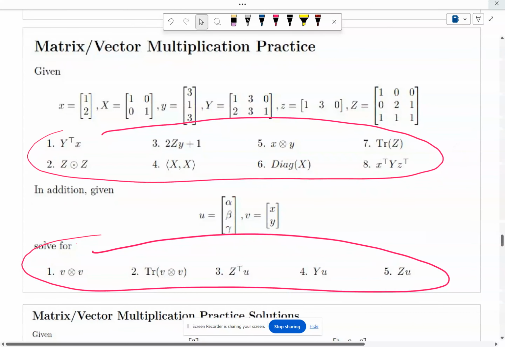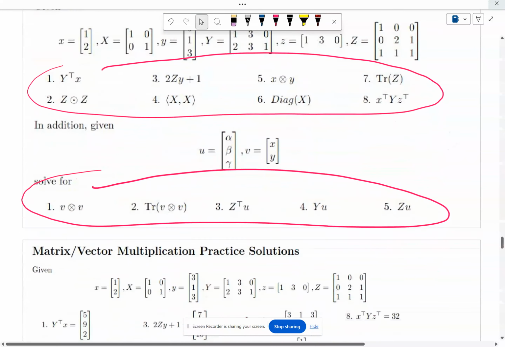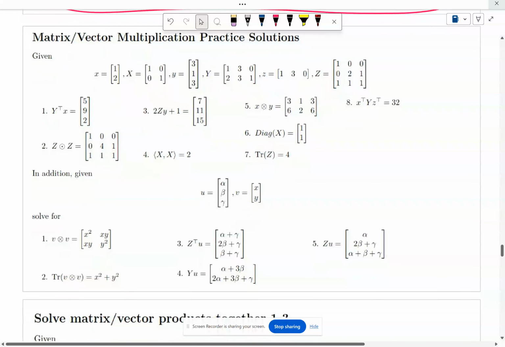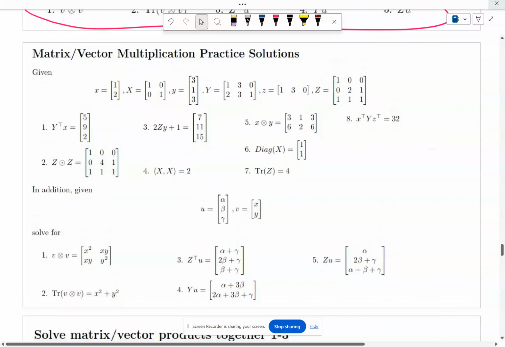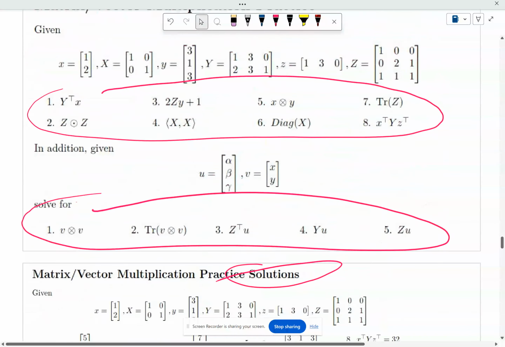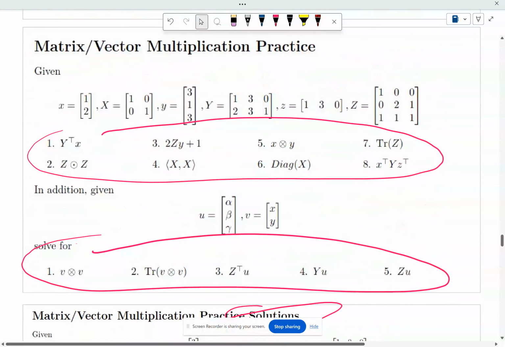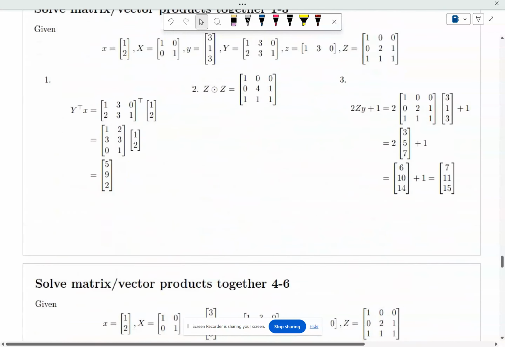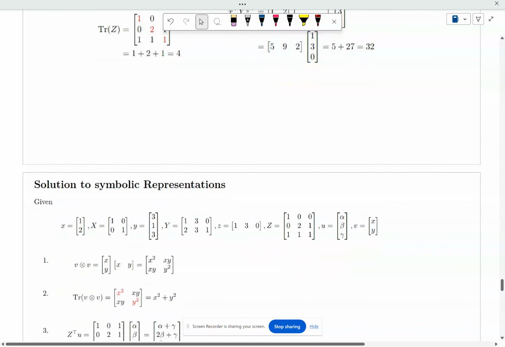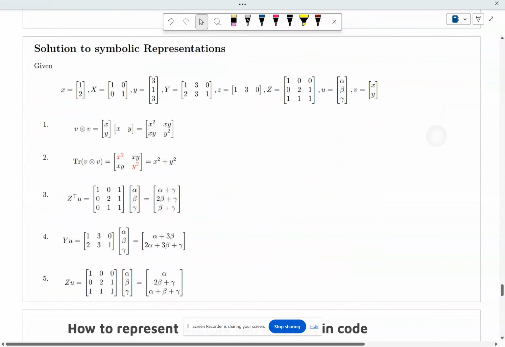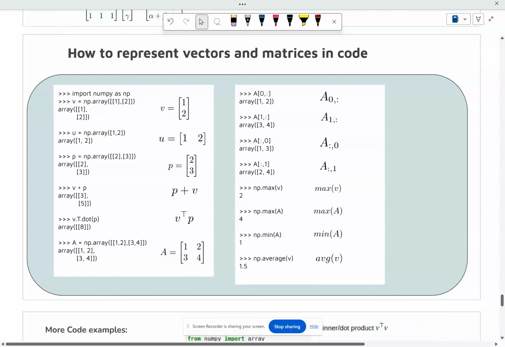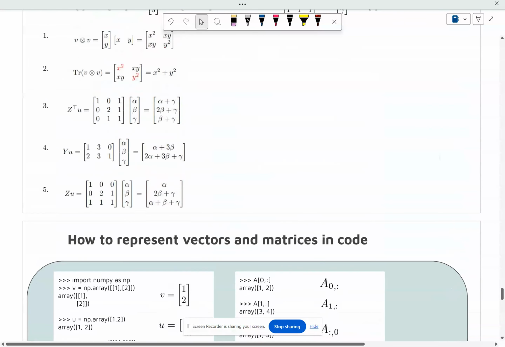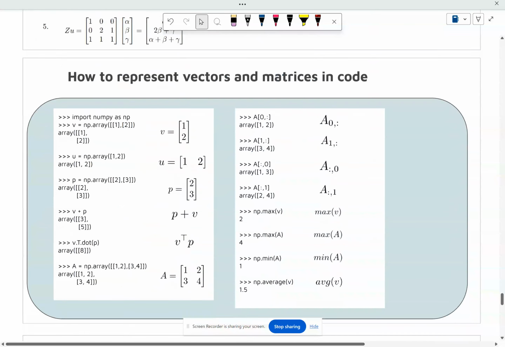Hopefully you're able to get it. Over here, I have the solutions for you, so you can go and study to see if you did it right or you did it wrong. Okay, so these are all the solutions. Make sure you are able to solve them. Okay, so I'm moving on. Hopefully you paused the video and you have already gone through this. Okay. All right.